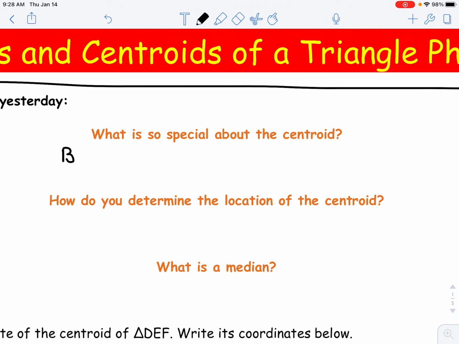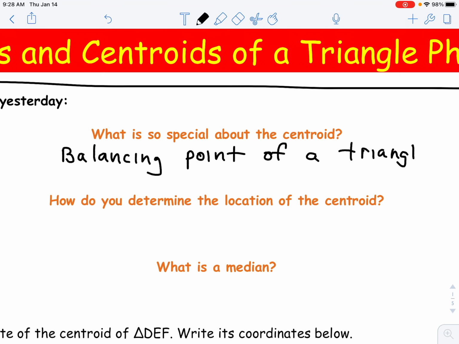Well, it's the balancing point of a triangle. All right, and you can also call this the center of mass. Balancing point, center of mass, so it's literally where the triangle balances. Now, how do you determine the location of a centroid?